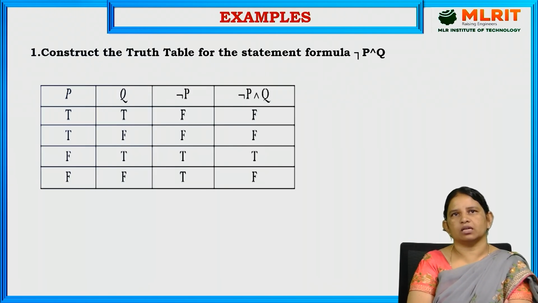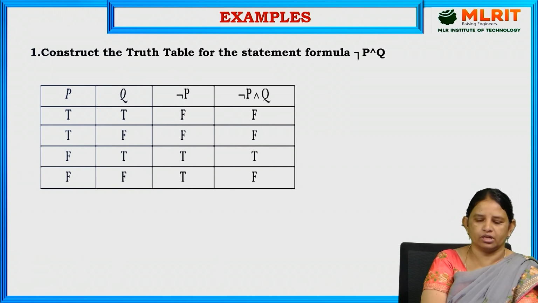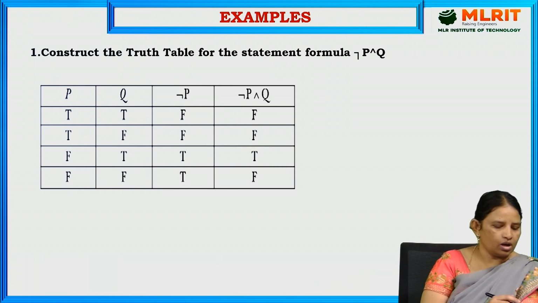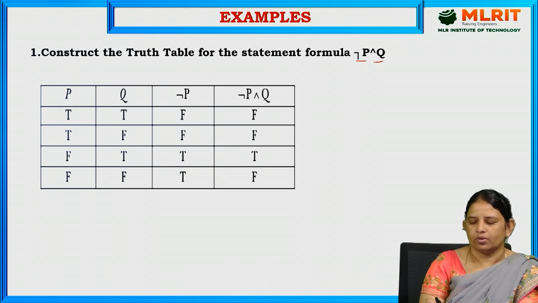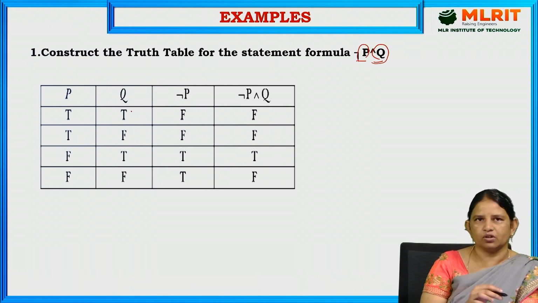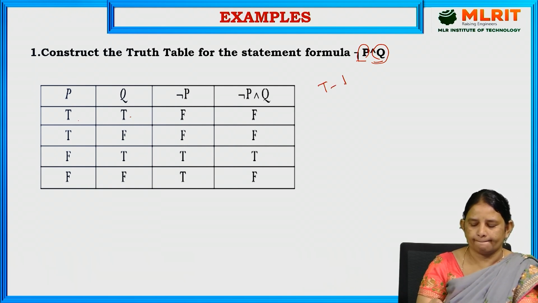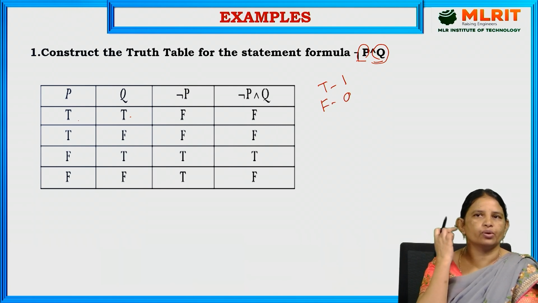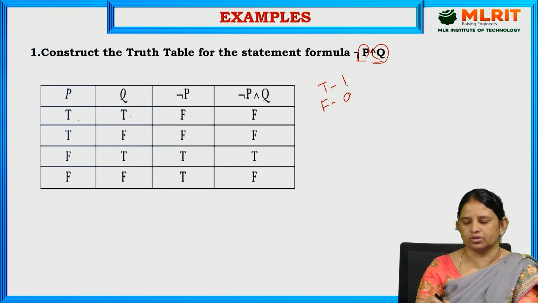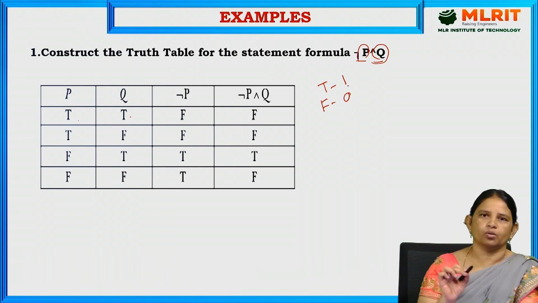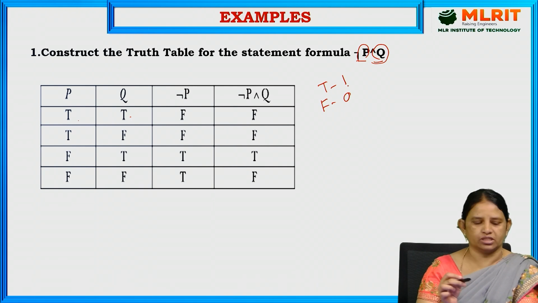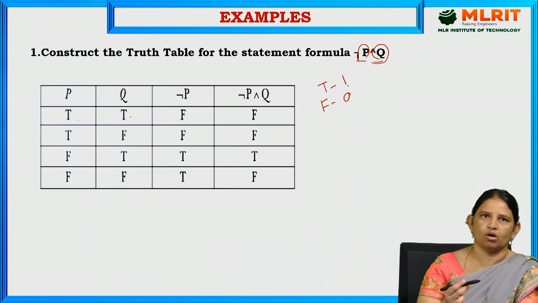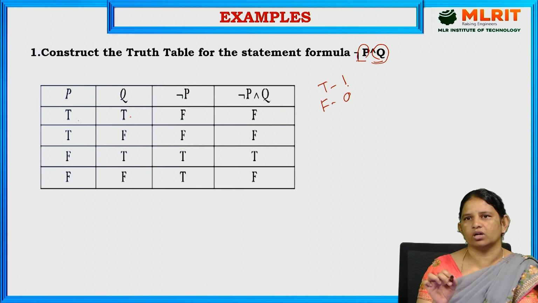Now let us discuss an example of how to construct the truth table for the given statement formula. So here P, Q: there are 2 propositions. If there are 2 propositions, how many rows? 4 rows. What are the 4 combinations? True, true. Sometimes we denote true as 1 and false as 0, or we can use true, true, or true, false. Sometimes we use 1, 1, 1, 0 like that. No problem, no issue. We can use any one of the symbols. In most cases we use the notation T for true and F for false.